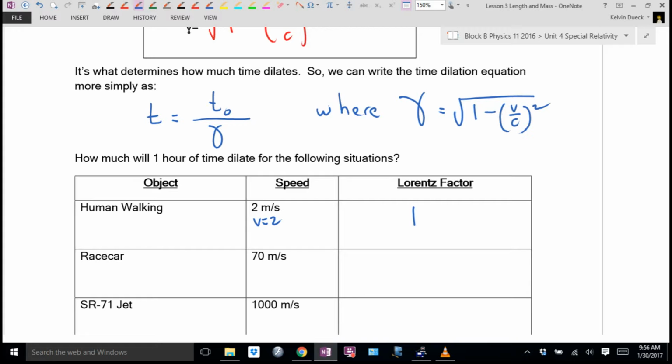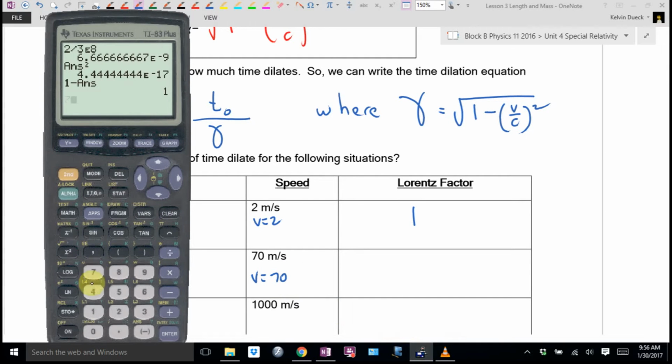Okay. What about a race car? Now v is going to be 70. Let's put a 70 in for the v. So I'm going to go 70 divided by 3 scientific notation button 8 equals, squared, equals 1 minus that answer.